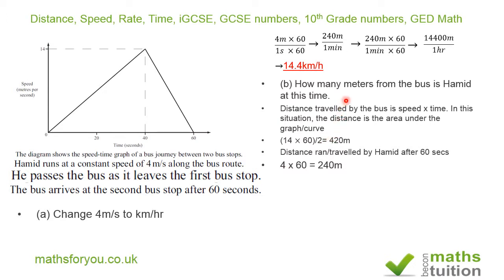Now, the question is, how many meters from the bus is Hamid at this time? And at this time means 60 seconds. So that's what it is. So he's going to be 420 minus 240 meters from the bus. And if you subtract 240 from 420, we end up with 180 meters, and that is our answer.